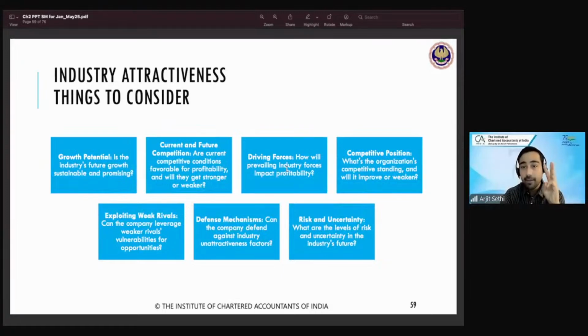Number three, the driving forces. How will prevailing industry forces impact profitability? That means political क्या positioning है, environmental positioning क्या है, legal positioning क्या है, can I do business easily, make money in this industry? Yes or no? क्या ये mafia led business है?